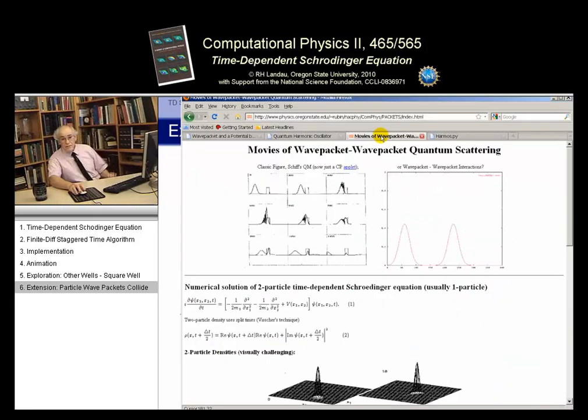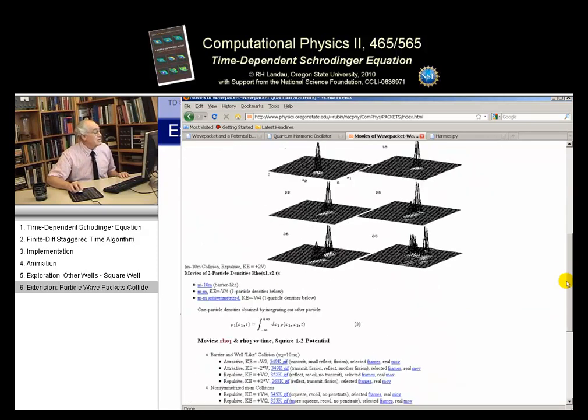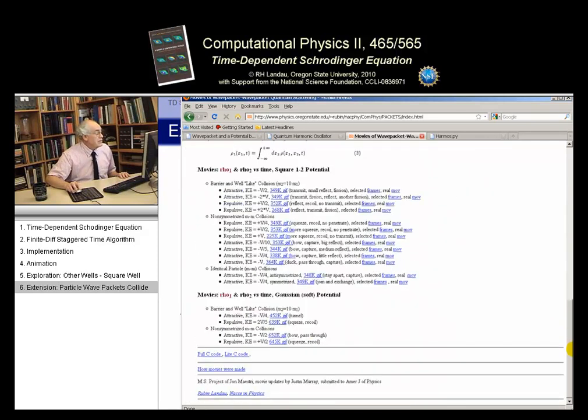Okay. So here's a web page, an applet page. You can see it on the web. And what you're seeing here immediately, this is the classic problem from Schiff's book here, which we just saw an applet of a wave packet hitting a well, bouncing off it. Some here gets trapped inside if we get it just right. Here we have two wave packets, and they should be colliding with each other, but I think they got tired. So let's look at some of a movie here.